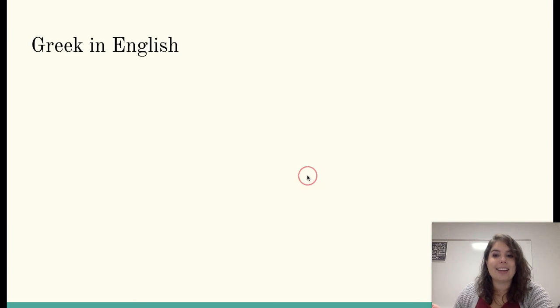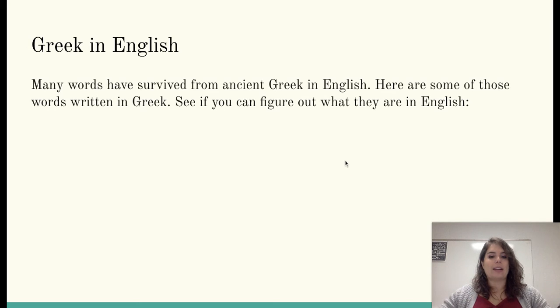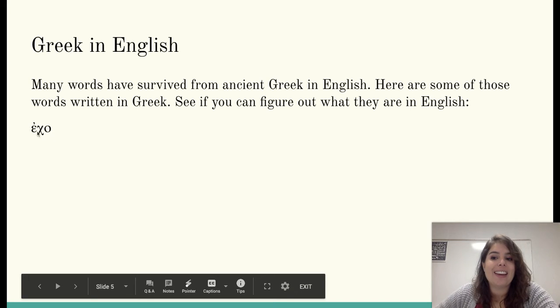All right, now the next part is practicing some Greek to English. There's a lot of words in English that we get from ancient Greek, root words, things like that. And there's some words that are almost identical, we've just changed the alphabet to the English alphabet. So let's take a look at a few words and see if you can figure out what they are in English. We have epsilon, chi, and omicron.